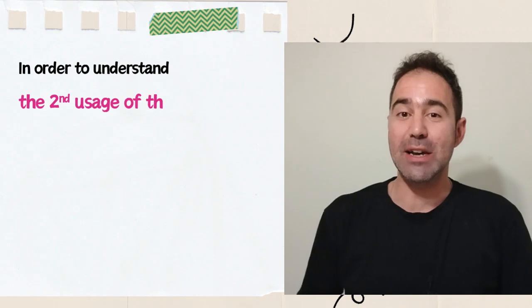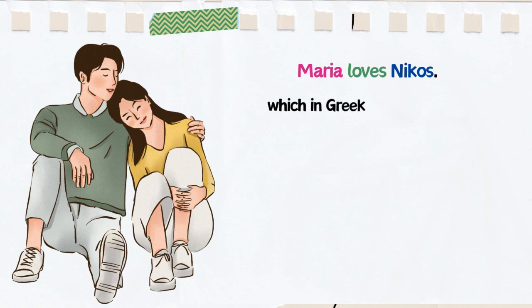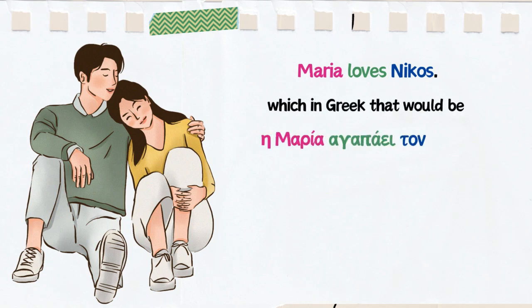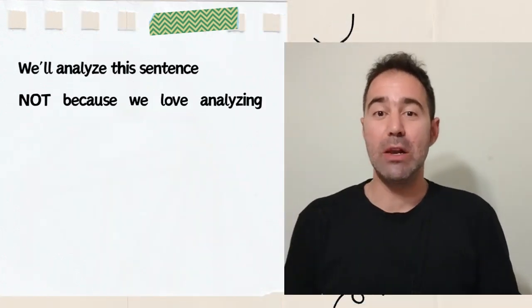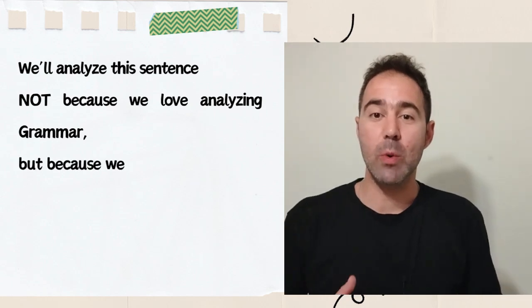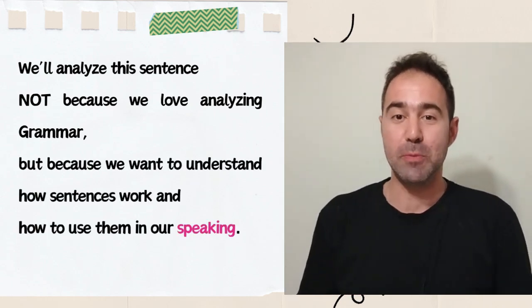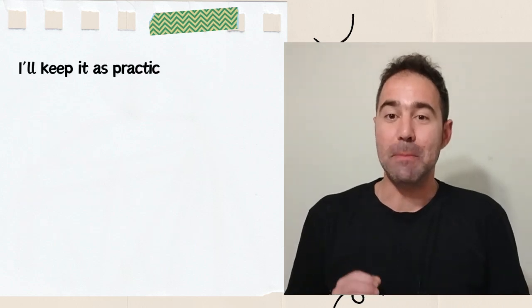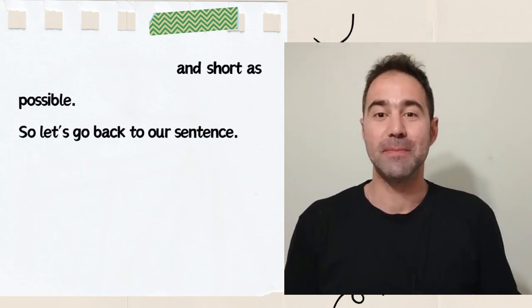To understand this second usage, we'll start with an example. The example is Maria loves Nikos, which in Greek would be η Μαρία αγαπάει τον Νίκο. We'll analyze this sentence not because we love analyzing grammar, but because we want to understand how sentences work and how to use them in our speaking. I'll keep it practical and short, so let's go back to our sentence.